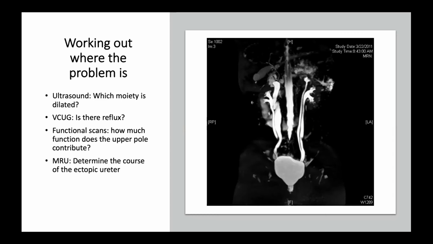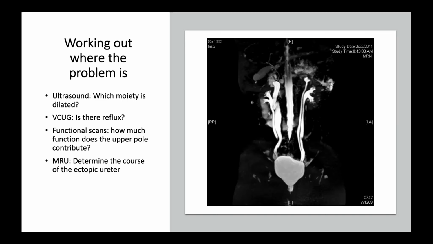And then the functional scans, so a DMSA or a MAG3, are important in that you want to know exactly how much function each moiety contributes to the whole. That is because if you've got an upper moiety which is contributing less than 10% of function, it affects what kind of operation you may choose to do for your patient. Sometimes it doesn't. But if you've got an upper moiety that has more than 20% of the global function, you would really want to try and preserve those renal units. Less than 10%, I think many urologists would be comfortable with sacrificing those renal units.